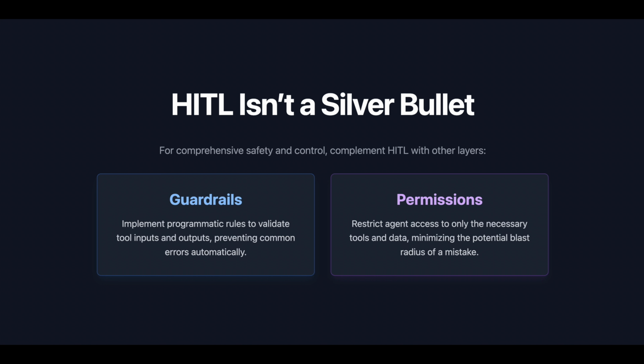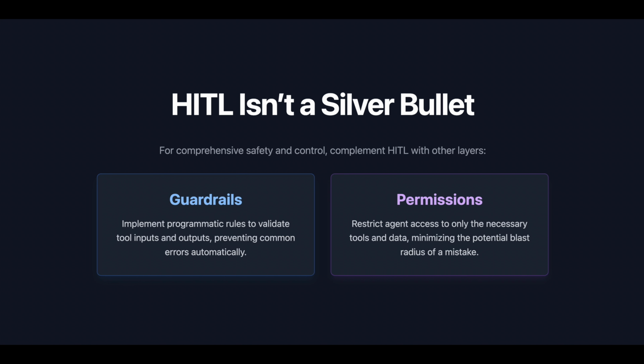Before that, I have to say that human in the loop isn't necessarily a one solution fits all. There's a lot of ways to gain reliability and control over your agents. Human in the loop definitely isn't the only way to do it. But like I said, it is a low-hanging fruit that's fairly simple to implement, and you can get a lot of mileage with it. But there are other methods for building reliable agents like guardrails and permissions. Guardrails would be, for example, where you're programmatically setting rules to validate tool inputs or outputs.